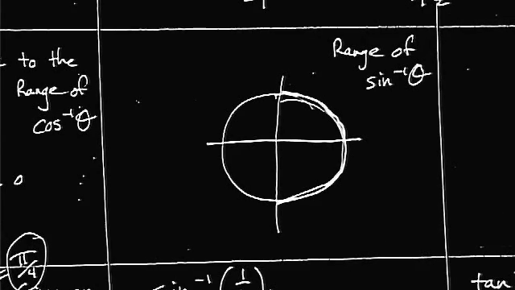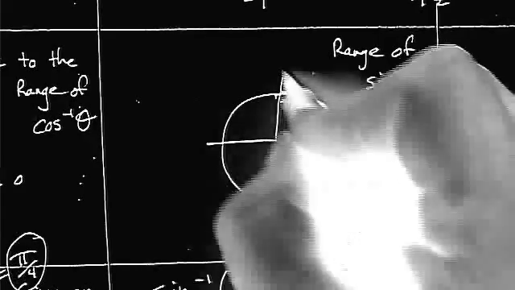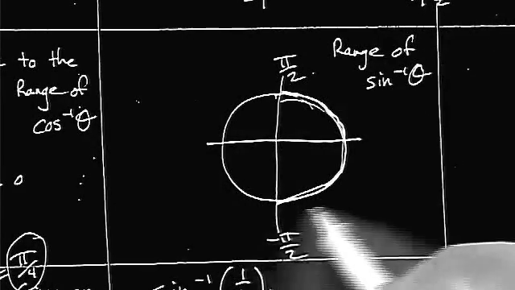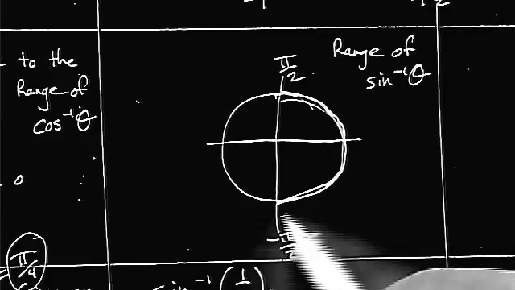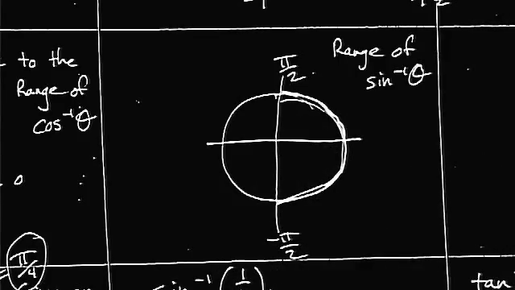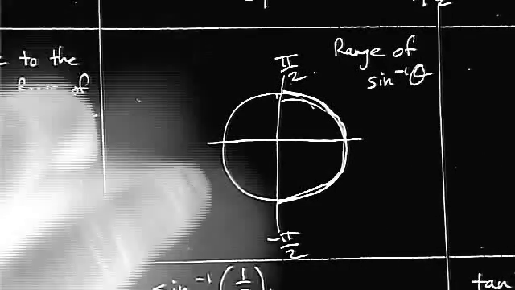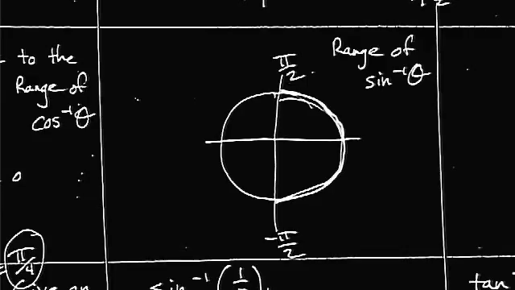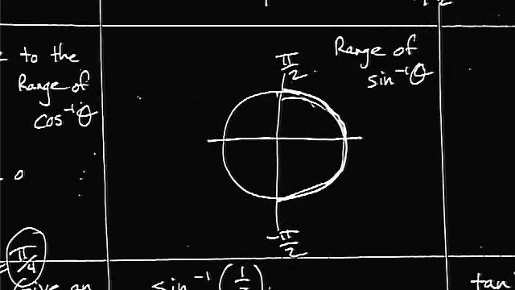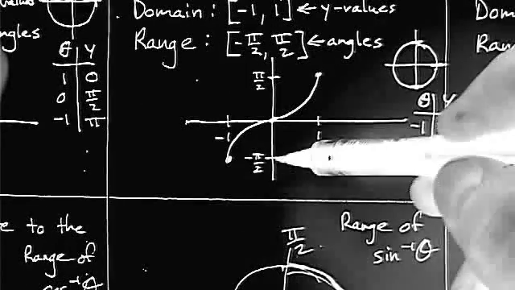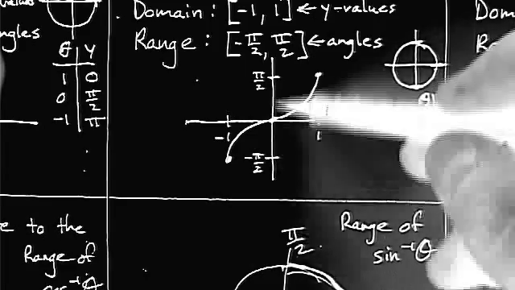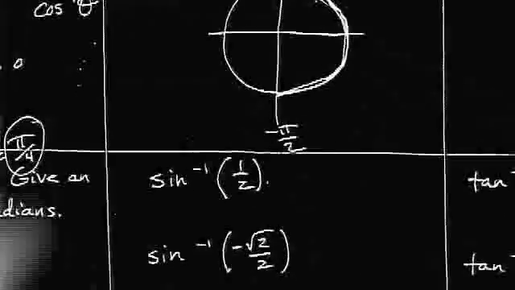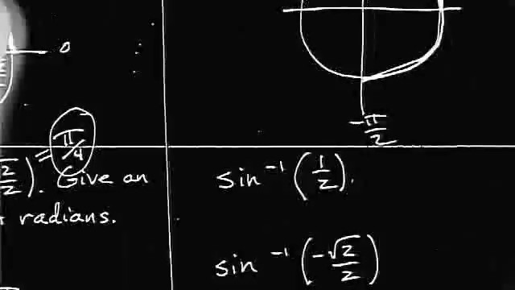So we're talking about the right half of the circle. So negative pi over 2 to positive pi over 2 over here on the right half of the circle. Every answer that you give me to the following questions has to be between negative pi over 2 and positive pi over 2. It can't be any other values, because those are the only values in the range of the inverse sine function.